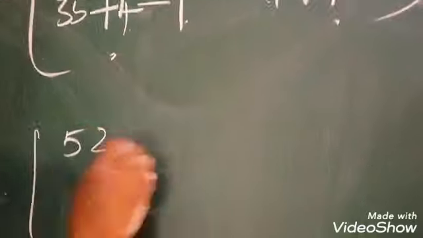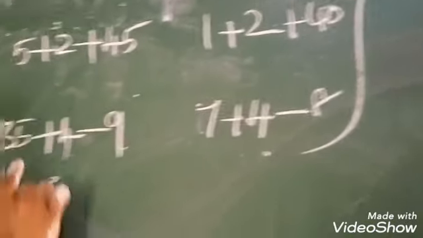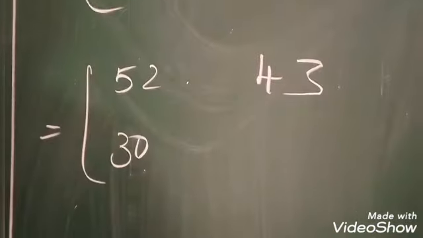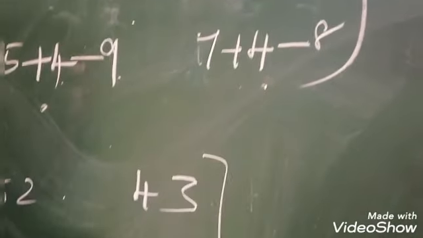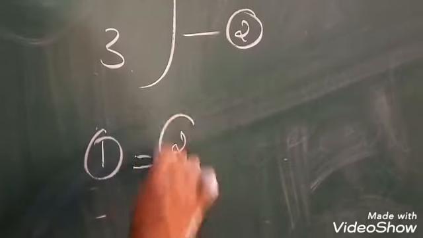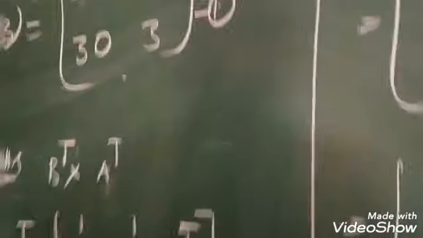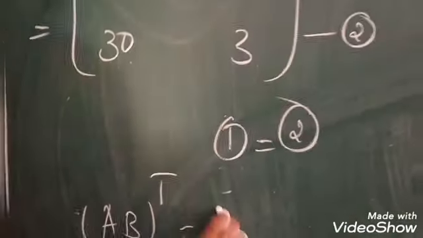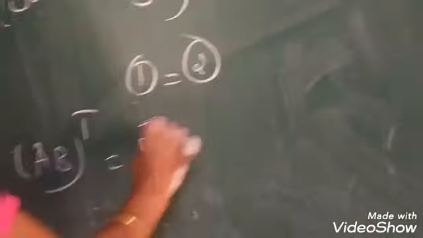45, 52, here 43, here if you simplify you will get 30, here if you simplify you will get 3. Okay, this is for the second part. Now you have to check whether the first one and the second one are the same. Yes, (AB) transpose is equal to B transpose A transpose. This is one rule, the matrix rule: the transpose of a product is the product of the transposes.